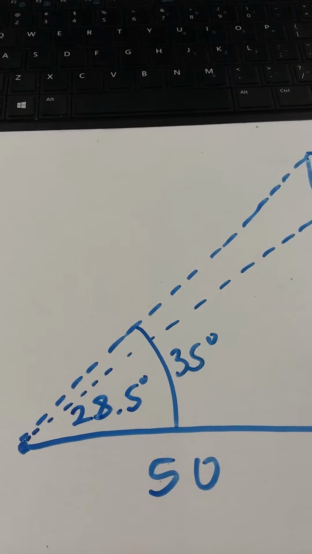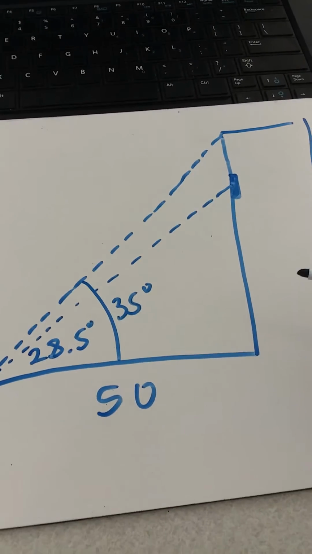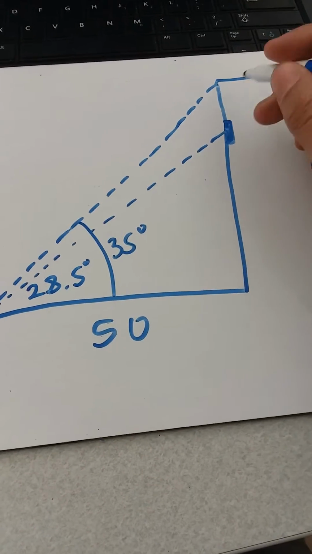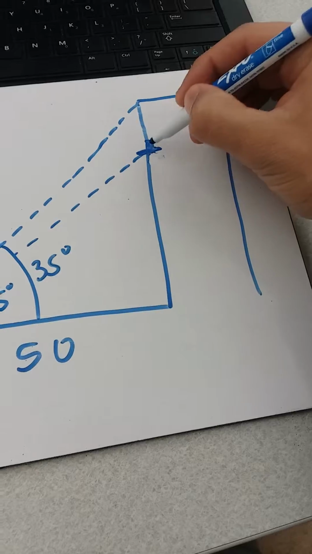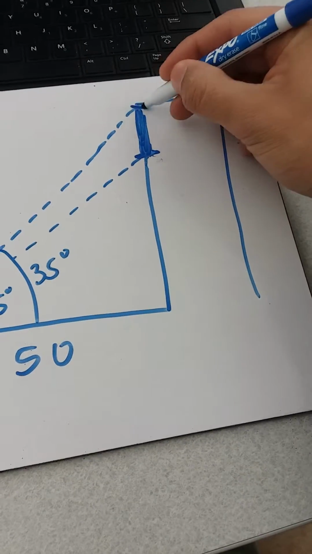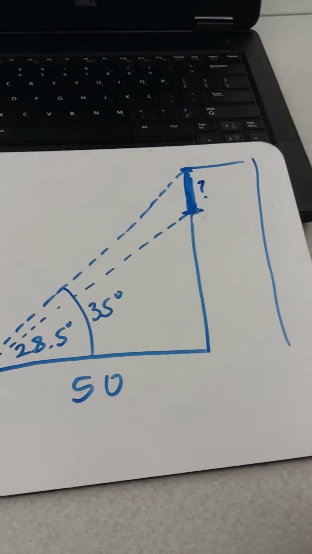Then it asks me, what's the approximate distance between the bottom of the window and the top of the building? So the bottom of the window to the top of the building, in other words, it is asking me to find this distance. That is the distance that I'm looking for.